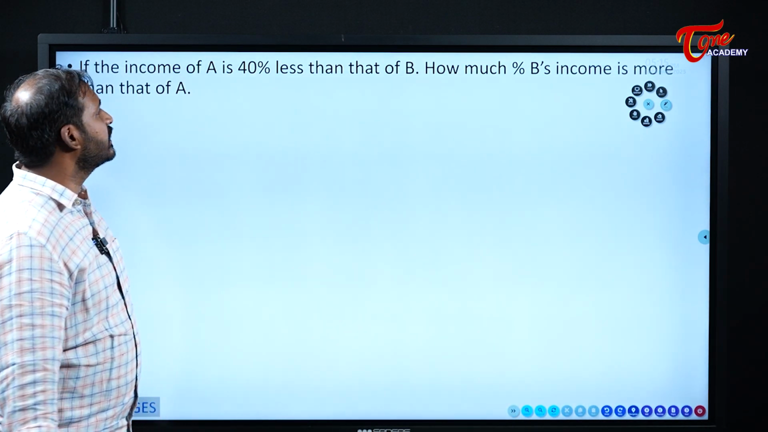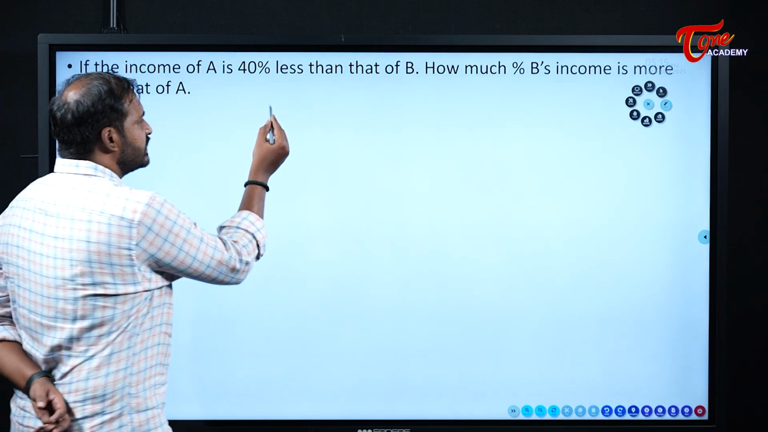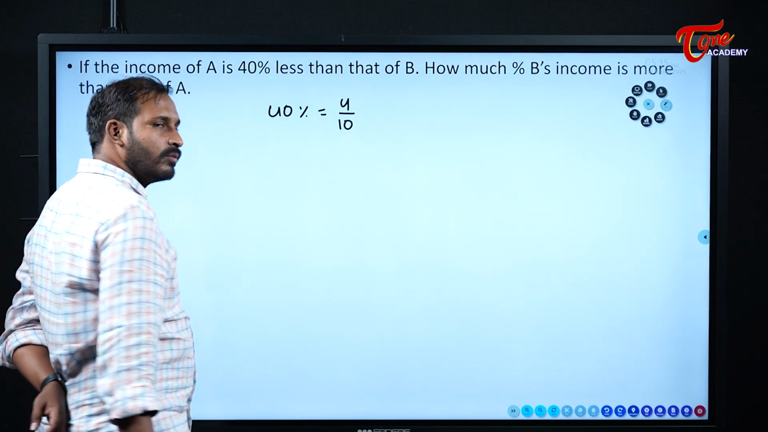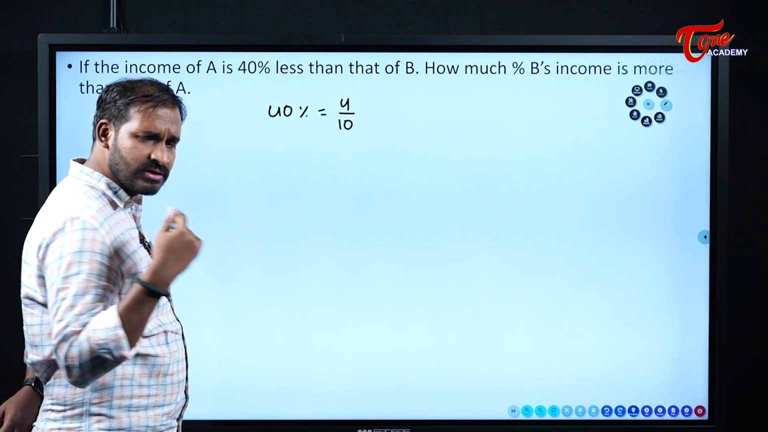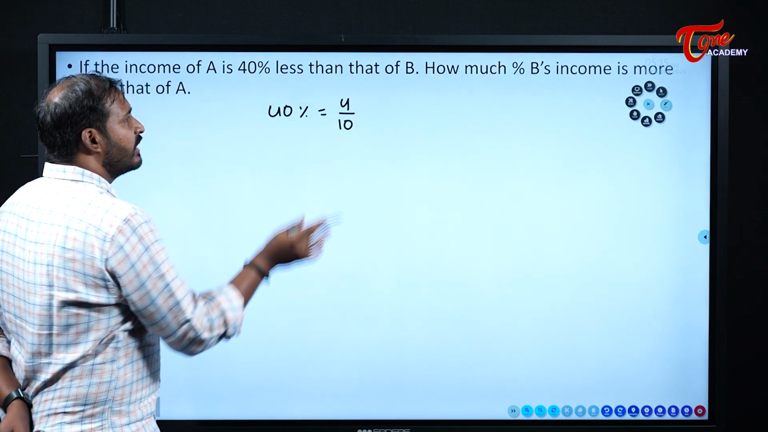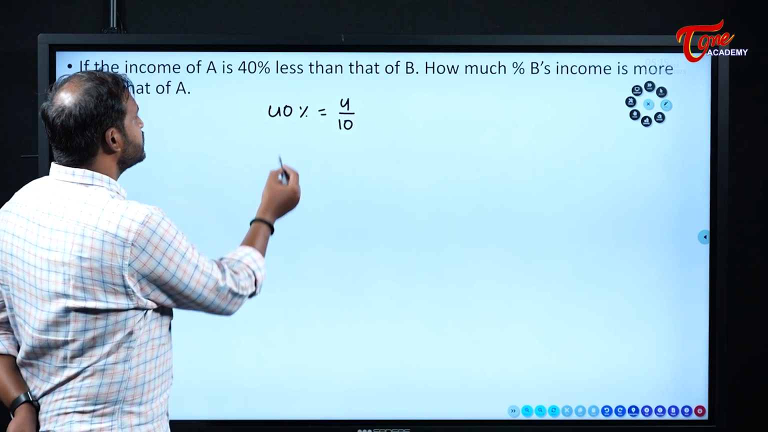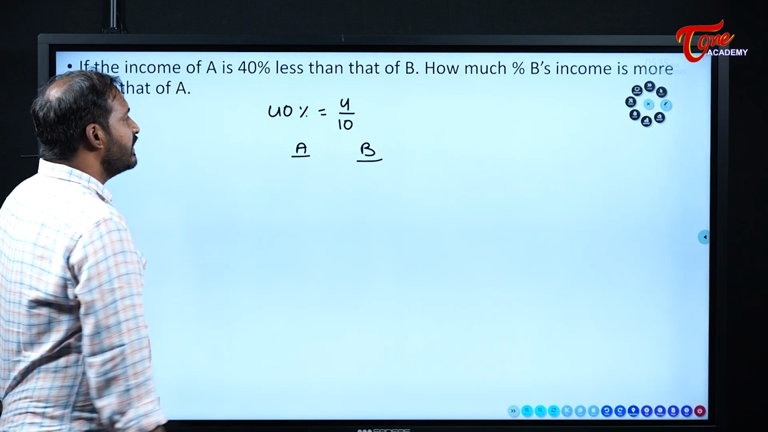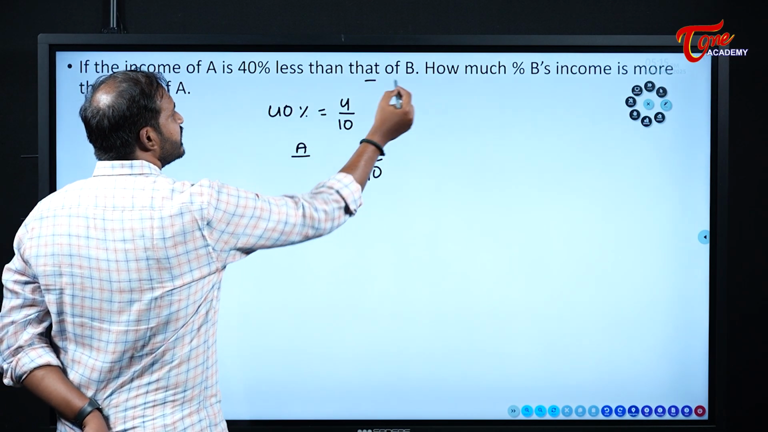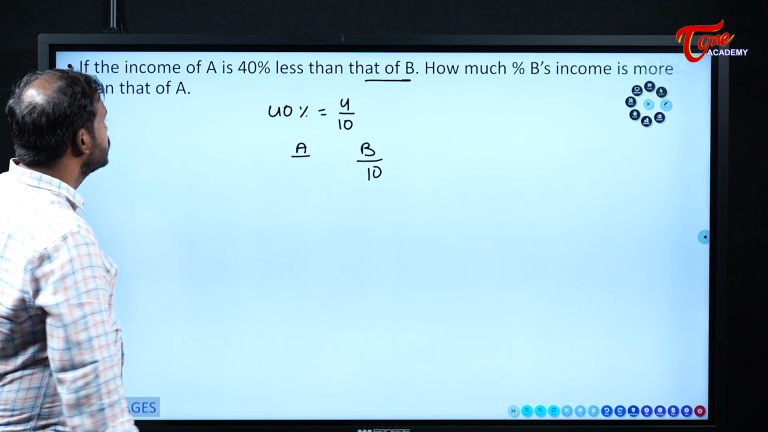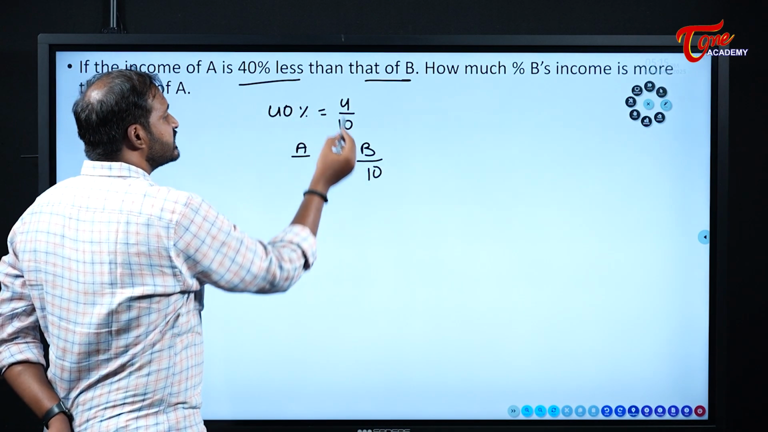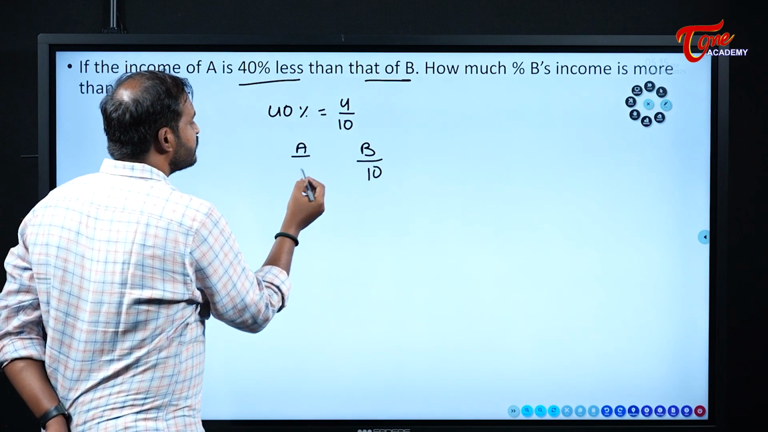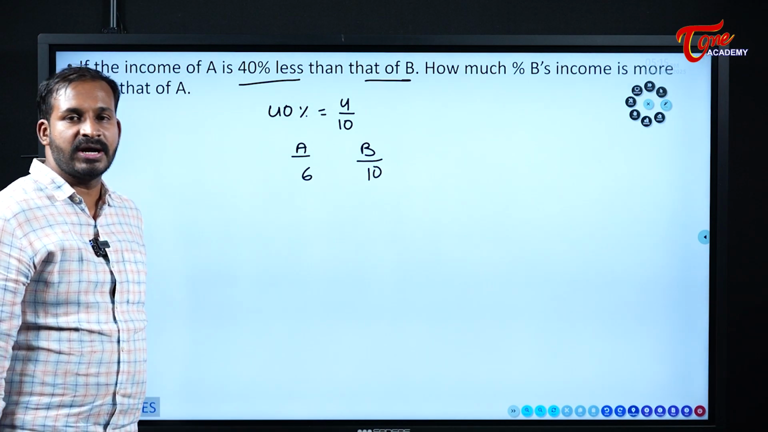Next one. If the income of A is 40% less than that of B. See here, 40% means what I can write? 40% as 4 by 10. No worries, take it as 4 by 10 only. If it is further cancelable, no need to worry. Then how much is B's income more than that of A? If I take B's income as 10, why? Because taking that as a base, we are telling the value of A, right? So A's value is 40% less. Less means you need to subtract, similar to our loss. So 10 minus 4, what it becomes? 6. That means A will be 6 parts and B will be 10 parts.